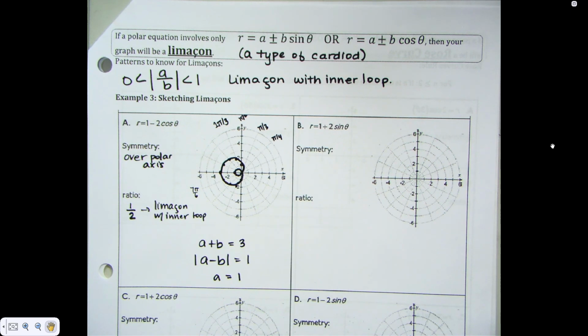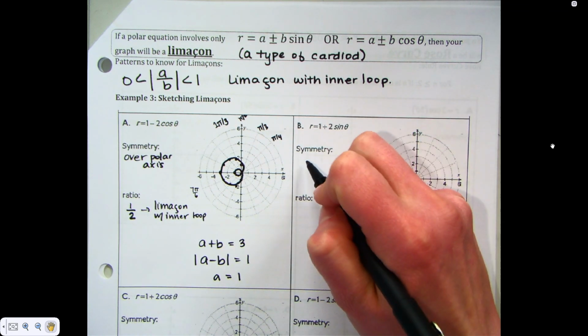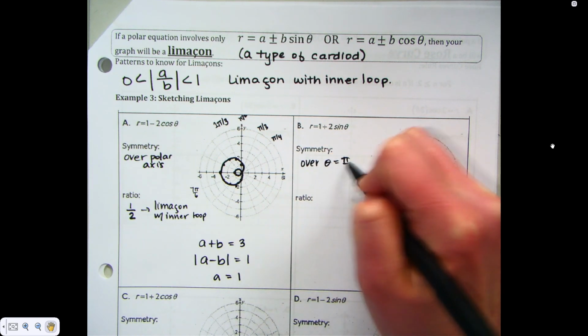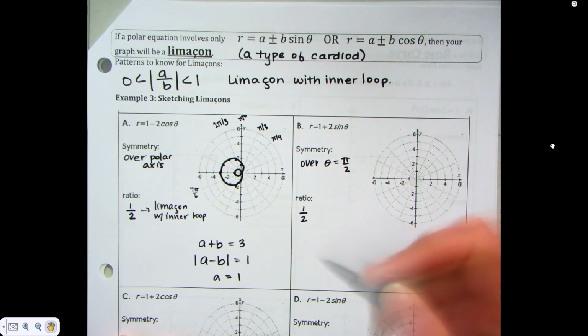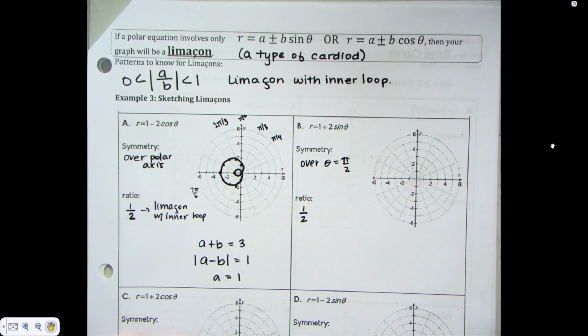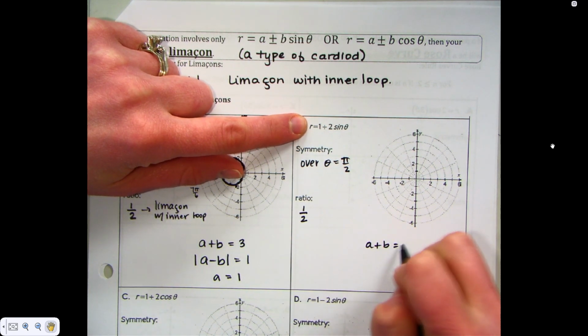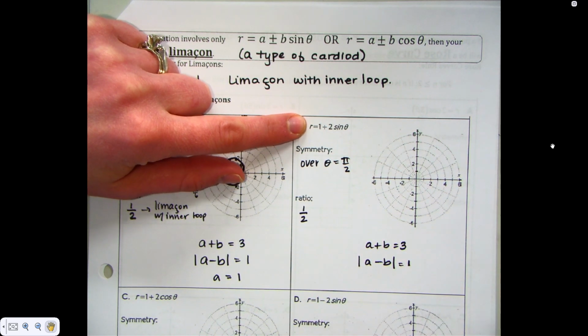We'll try one more together. Okay, let's think about what this one would look like, right? It's a sine function. So I know that it would be symmetric over theta equals pi over 2. The ratio from a to b is a half. So again, this is another limacon with an inner loop. And I would have a plus b equal to 3. And the difference between a and b, it's really what I'm interested in, it would be 1.